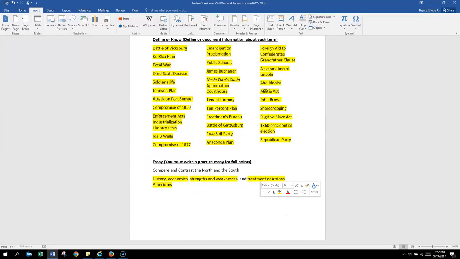Now, when we look at how the South treated them, many people moved to the North because of the freedom that was there. Even though they had freedom in the North, many times it was hard to get a, quote, good job. So many times they worked labor jobs.